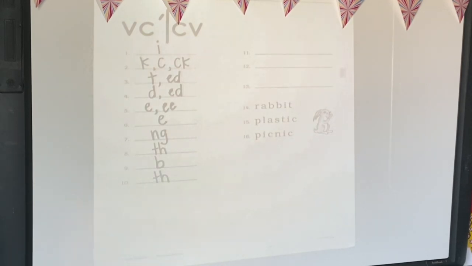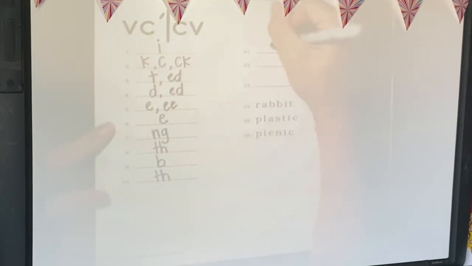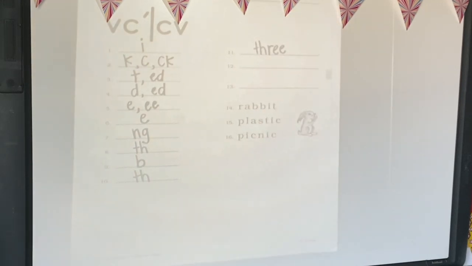Put your finger by number 11. We're going to practice writing some words. For number 11, we're going to write the word three. Three. So I hear th and then I hear that E sound. So we're going to use that double E digraph to spell that E sound at the end of that word. Three. Wonderful. Number 12.